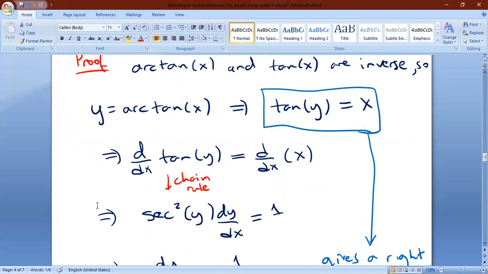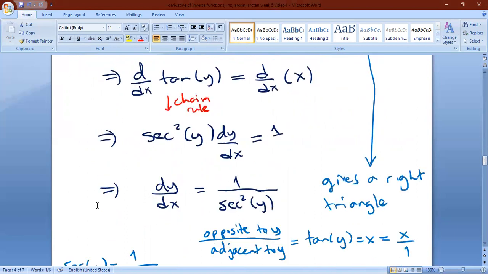And then take the derivative of both sides with respect to x. For the left-hand side, again, use the chain rule. The derivative of tangent is secant squared. So we have secant squared of y times y prime equals 1. And then divide both sides by secant squared of y. Then y prime is equal to 1 over secant squared of y. So we had an equation for tangent of y, and that was equal to x.